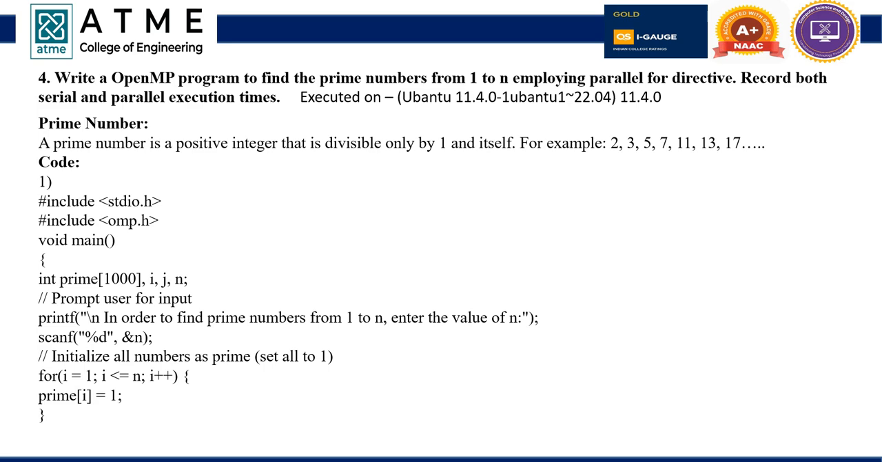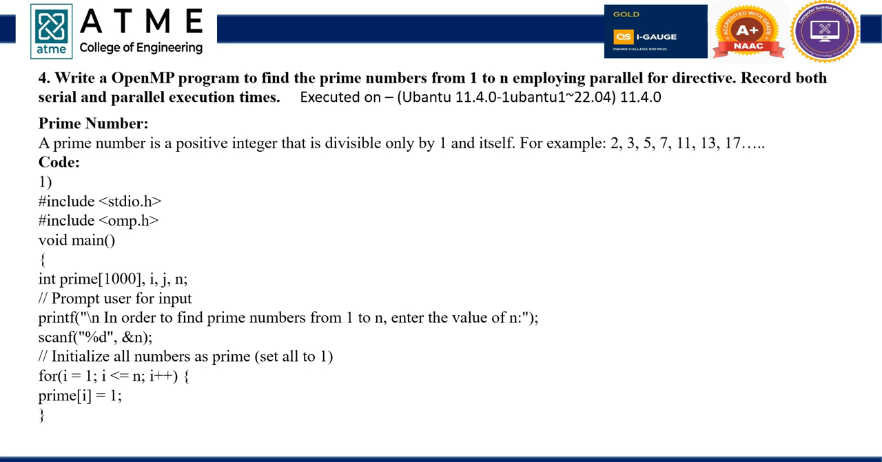The program says: write an OpenMP program to find the prime numbers from 1 to n employing parallel for directives. Record both serial and parallel execution times. This program is executed in Ubuntu with GCC version 11.4.0 on version 22.04.